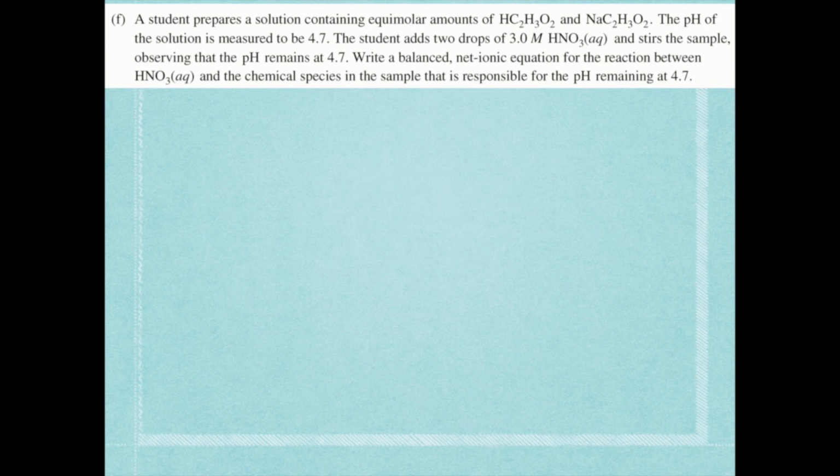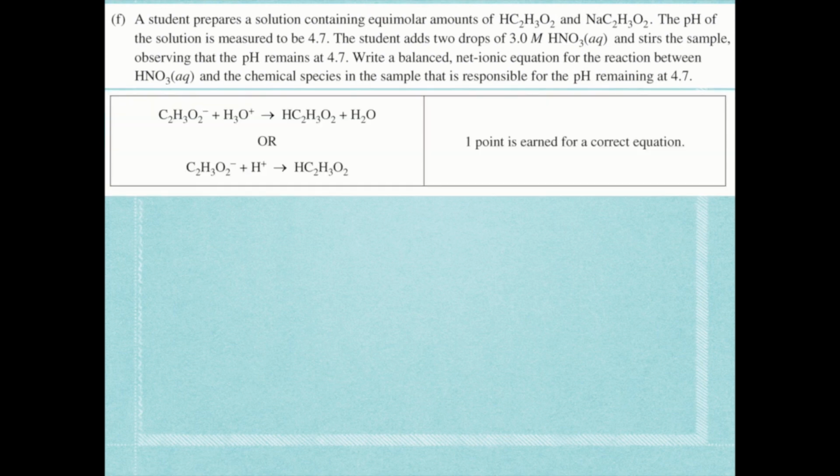So, right here, because you've got acetic acid and an acetate ion, that is a buffer, which means if you add a strong acid or a strong base, it's going to resist a change in pH. Well, since I'm adding a strong acid, the acetate ion, which is a base, is going to react with the H+. So it's going to be the acetate ion reacting with H+ to produce acetic acid.